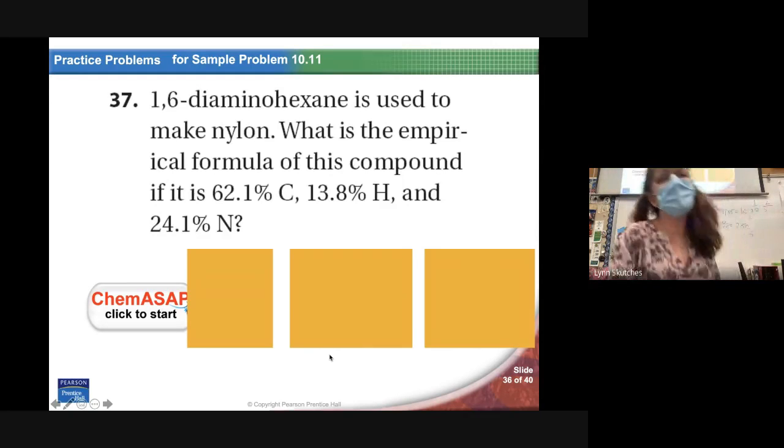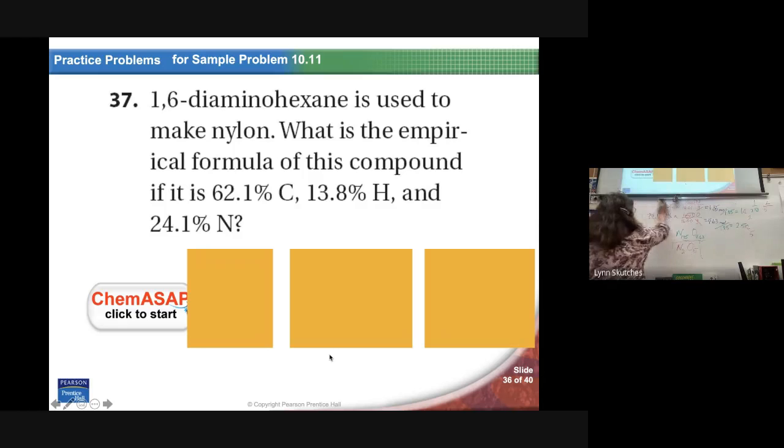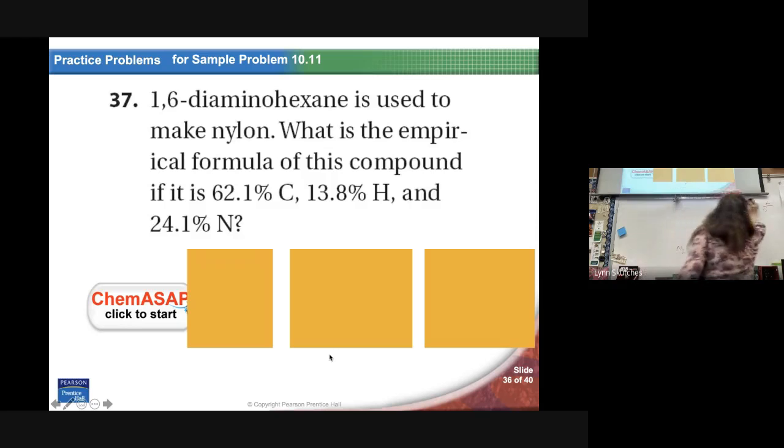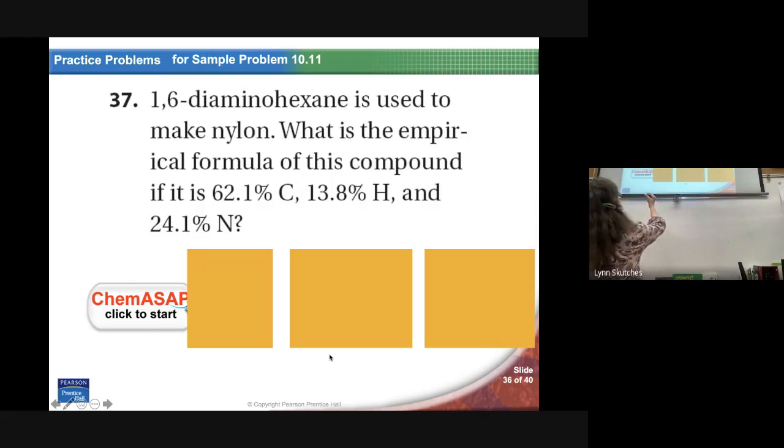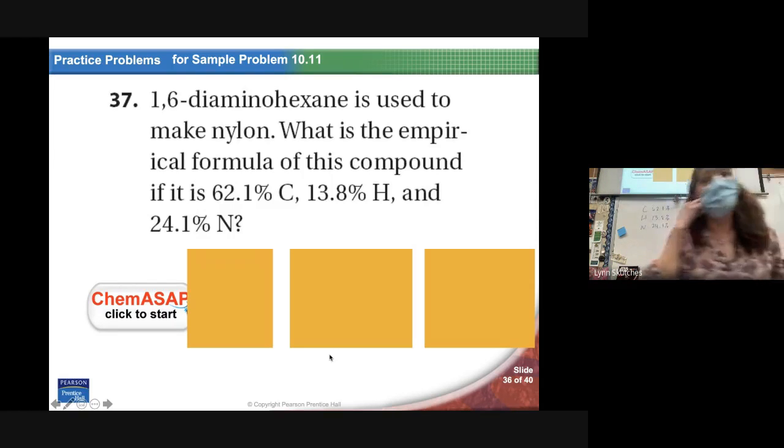1,6-diaminohexane. What the heck is that? It doesn't matter. It's something. Okay. They've got the percent composition. See if you can come up with the empirical formula. What was the last step? Use these whole numbers as subscripts. That's it? Yep. So it is carbon, 62.1%, hydrogen, 13.8%, nitrogen, 24.1%. Feel free to talk to your neighbors, see if they get the same thing.